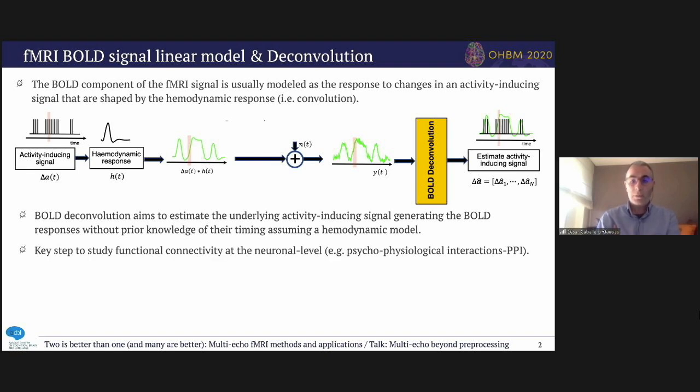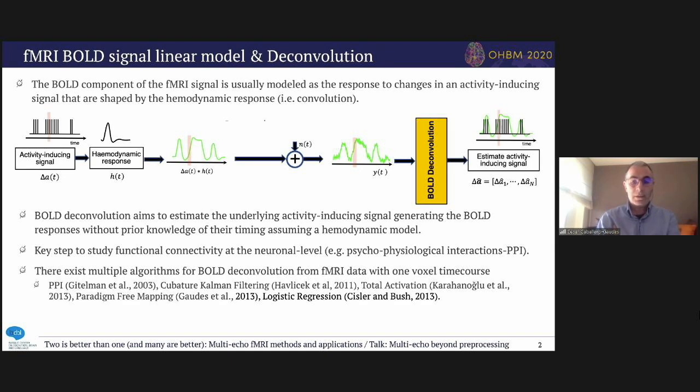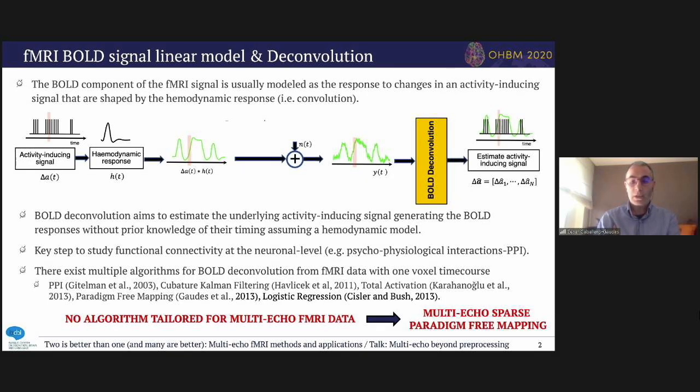The deconvolution of the BOLD response is a key step to study functional connectivity at the neuronal level, and it's often used in analysis of psychophysiological interaction. Although there exist multiple algorithms for BOLD deconvolution that operate with one time course per voxel, there is none that is tailored for multi-echo fMRI data. And in this talk, I'm going to introduce an algorithm named multi-echo sparse paradigm-free mapping with these goals in mind.